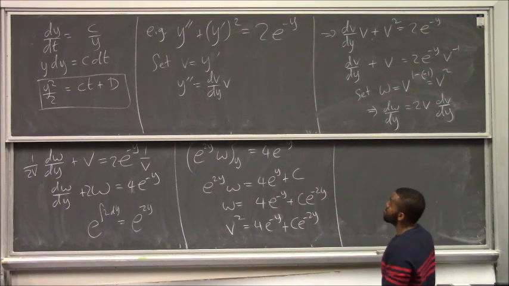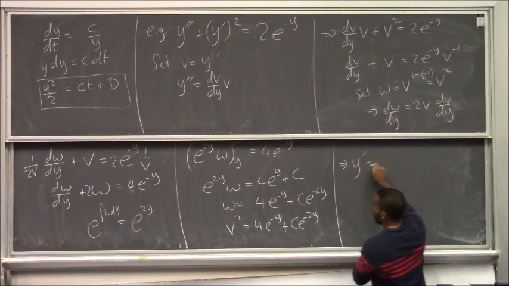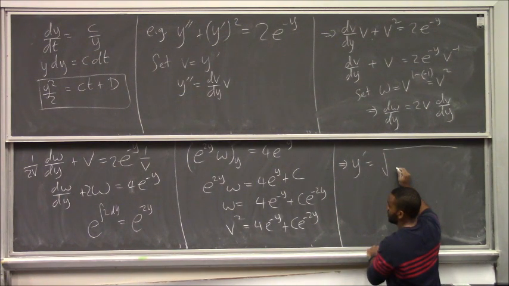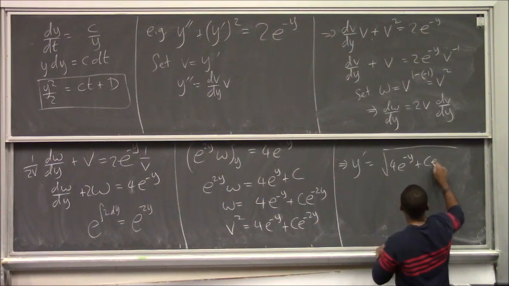And then W is equal to v squared. v is equal to y prime, so you can take the square root of both sides, and then you have y prime equals the square root, plus or minus, of 4 e to the negative y plus c e to the negative 2y. Or you don't have to. It's e to the minus y plus c e to the minus 2y.